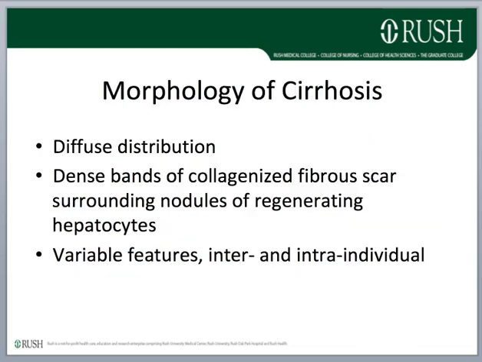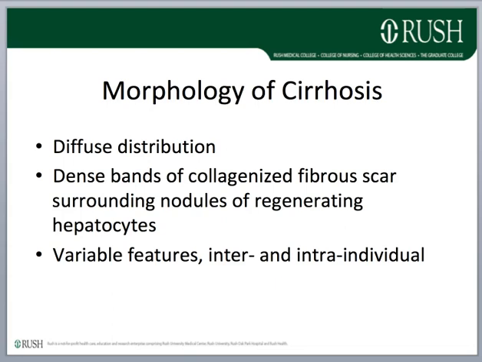Cirrhosis is diffusely distributed throughout the liver and is characterized by dense bands of collagenized fibrous scar tissue that surrounds nodules of regenerating hepatocytes. It's also notable that cirrhosis has variable features, both within and between individuals, and even within one individual over time.